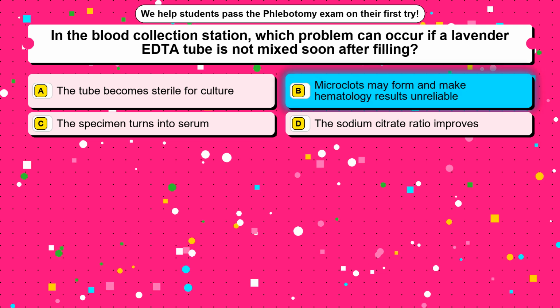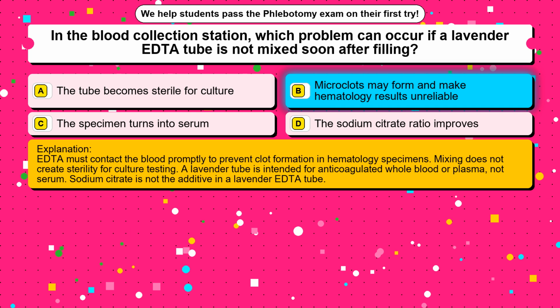The correct answer is option B. Microclots may form and make hematology results unreliable. EDTA must contact the blood promptly to prevent clot formation in hematology specimens. Mixing does not create sterility for culture testing. A lavender tube is intended for anticoagulated whole blood or plasma, not serum. Sodium citrate is not the additive in a lavender EDTA tube.